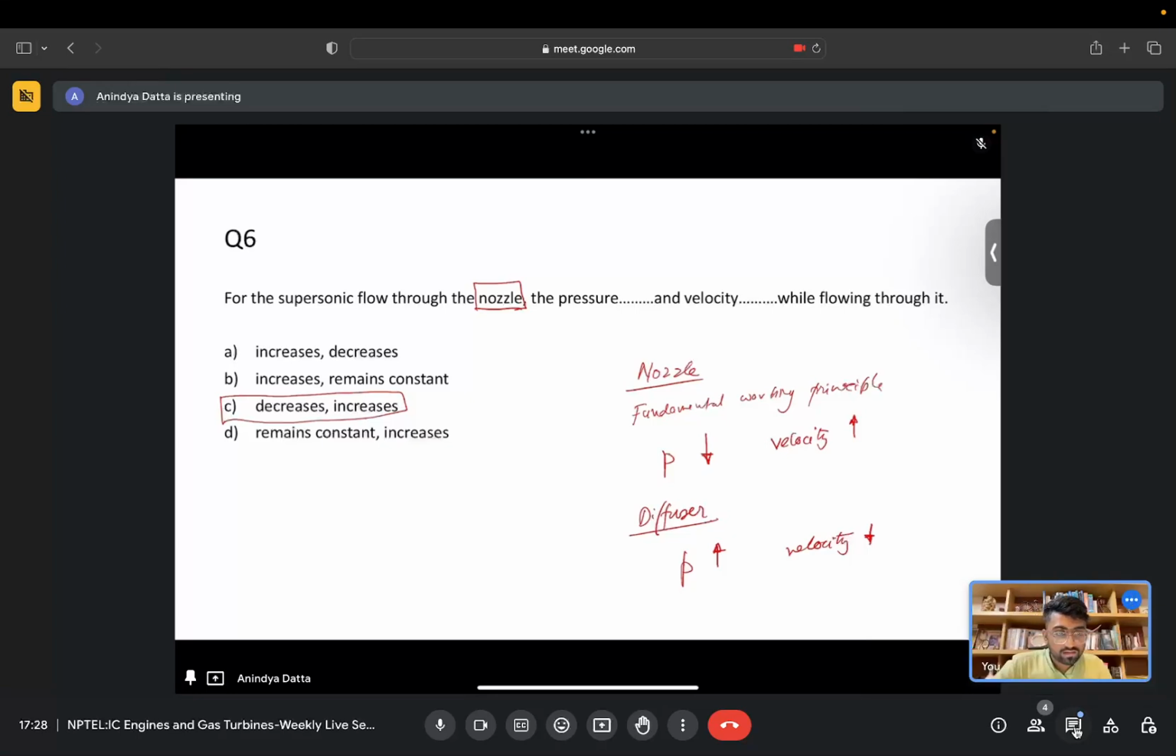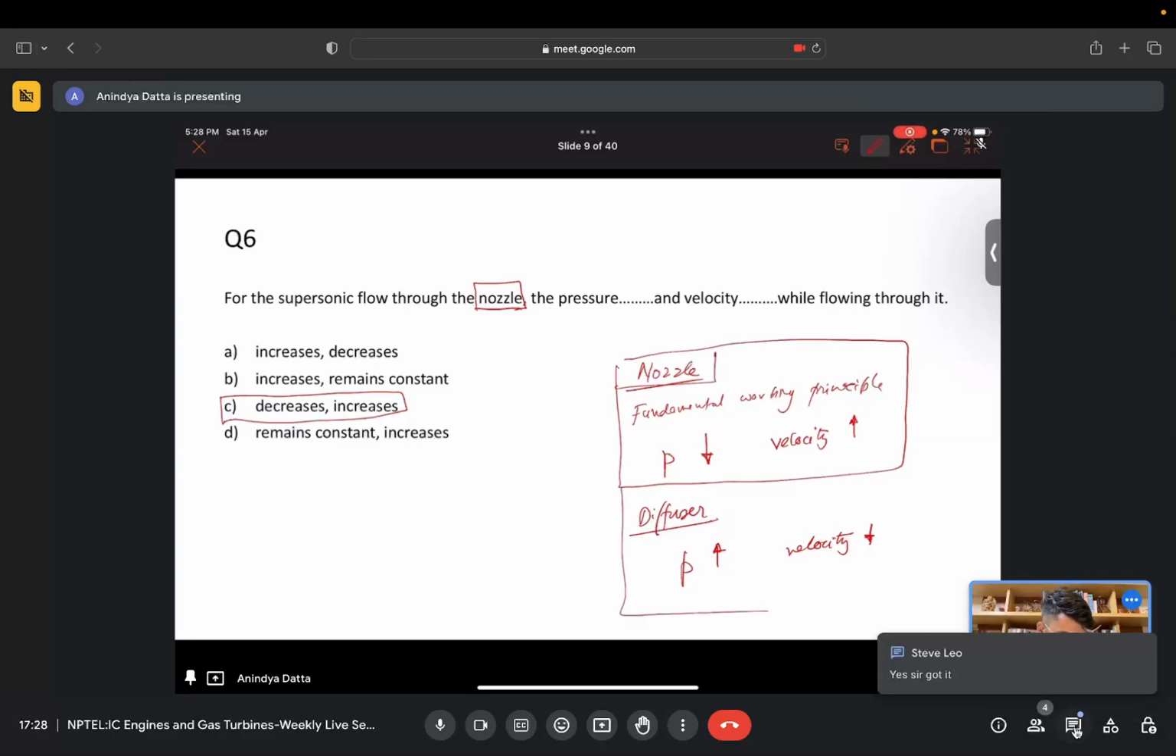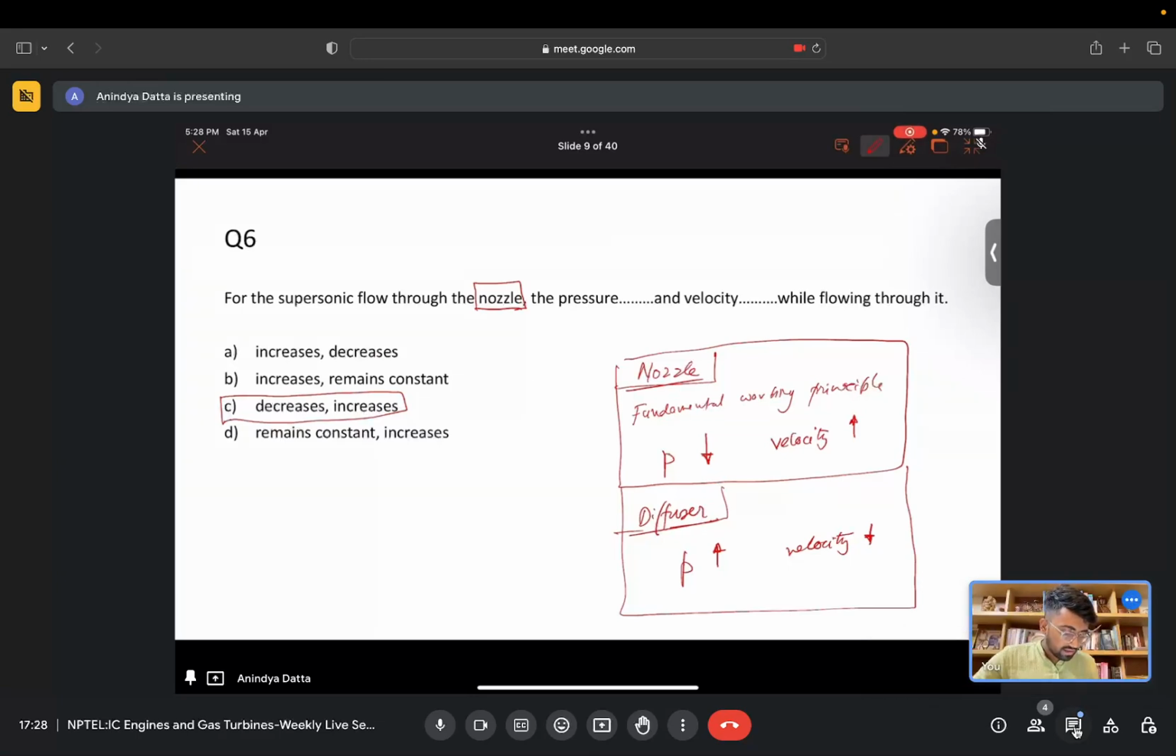No, what I said is that a nozzle does not mean that the area will decrease. For a nozzle, just remember this is the fundamental working principle. I am coming to the supersonic flow part then. In a nozzle pressure decreases and velocity increases. In a diffuser pressure increases and velocity decreases.